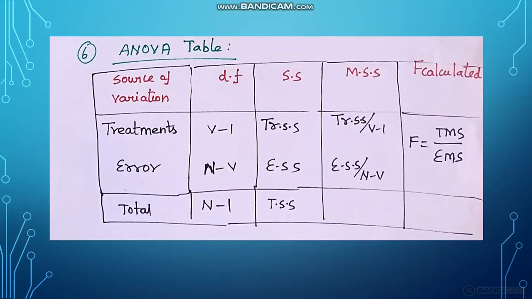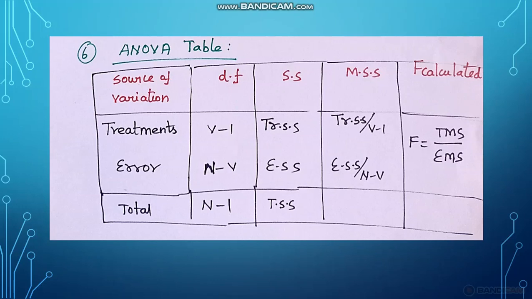The sixth step is to prepare the ANOVA table. The first column is the source of variation. Because the data is one-way classified data, we get only two variations here: the first is treatment variation and the second is error variation. The second column is DF, degree of freedom. The degree of freedom for treatment is V minus 1, where V means the number of treatments, and the degree of freedom for error is n minus V. Next is sum of square, then mean sum of square, and then the F calculated value.